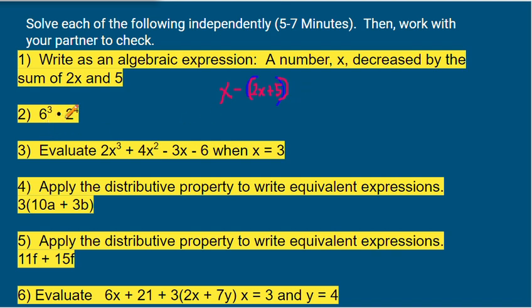Next part, we had 6 cubed times 2 to the 4th. So 6 cubed, 6 times 6 is 36, and then 36 times 6 gives us 216. 2 to the 4th power, 2 times 2 is 4, times 2 is 8, times 2 is 16. So we're just multiplying those together. Let's go ahead and punch that here. So this one should have been 3,356.